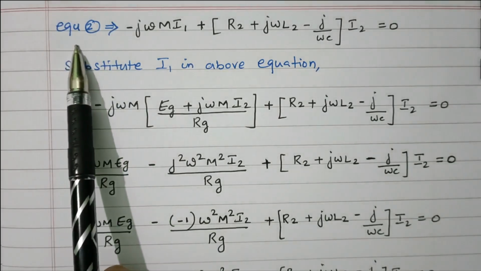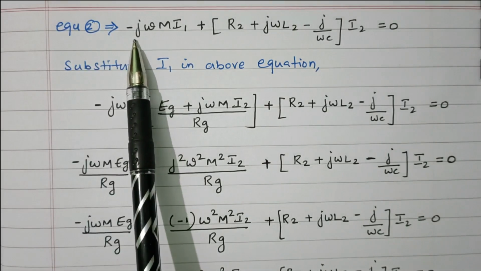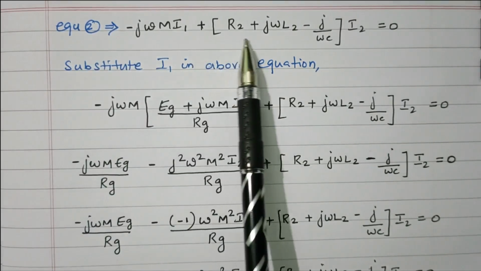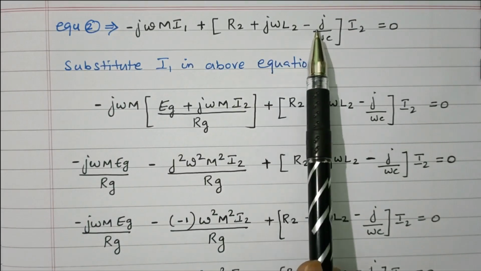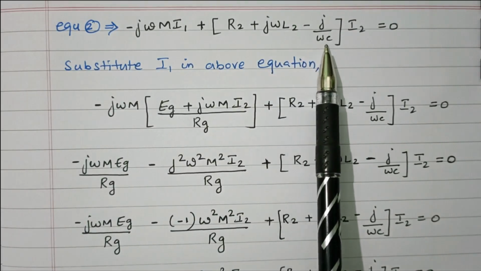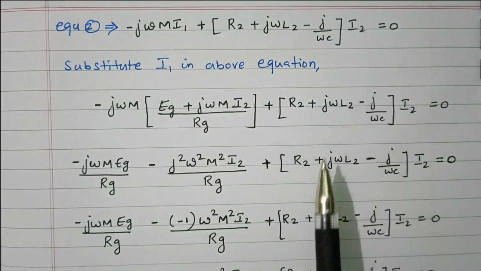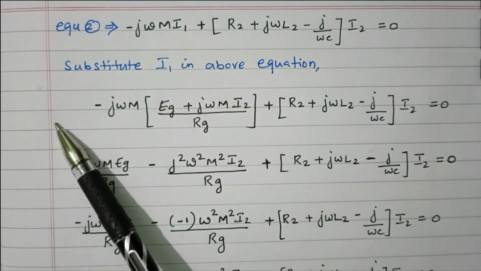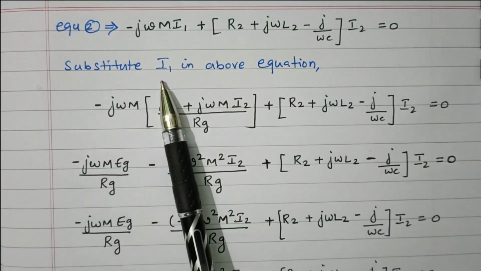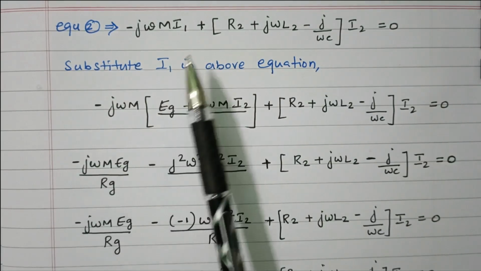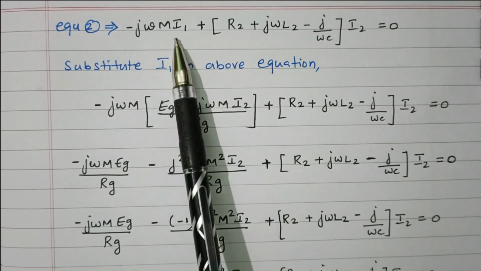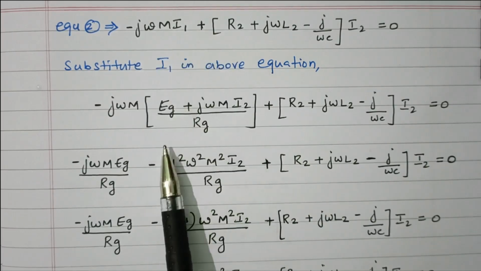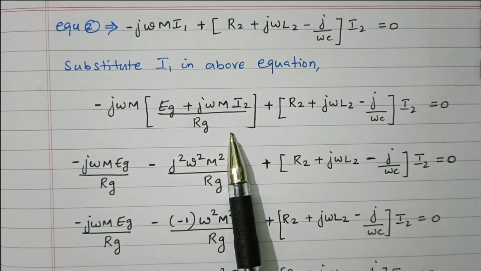So this is equation 2. Now we'll consider equation 2: minus j omega M I1 plus (R2 plus j omega L2 minus j by omega C) into I2 equal to 0. From equation 1 we got the expression for I1, which we are going to substitute in the second equation. So I1 is replaced inside equation 2 by this expression.